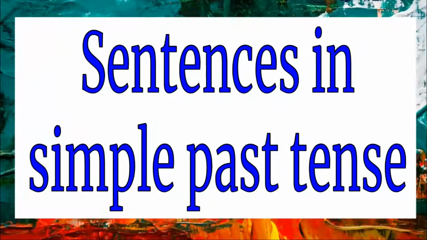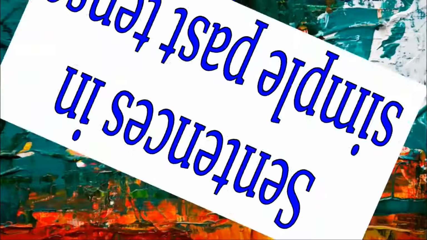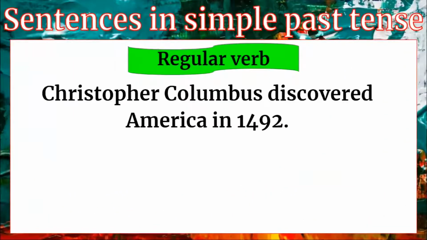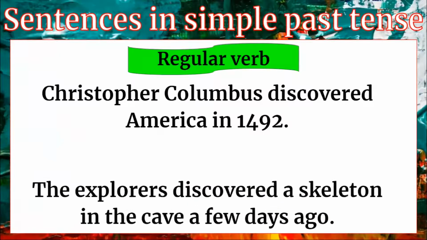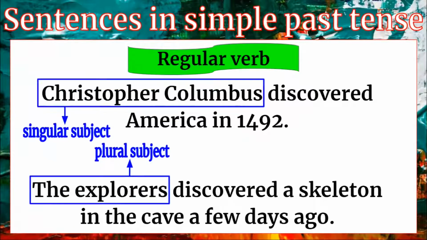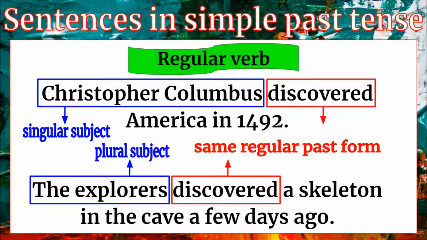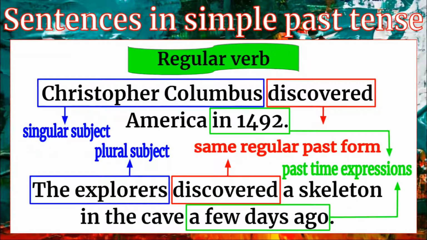Let's look more closely at the sentences in simple past tense. Christopher Columbus discovered America in 1492. The explorers discovered a skeleton in the cave a few days ago. Our subjects are Christopher Columbus and the explorers. Even if we have a singular subject and a plural subject, we have to use the same regular past form of the verb, which is discovered. And our past time expressions in the following sentences are in 1492, a few days ago.